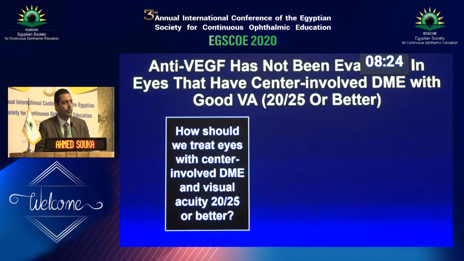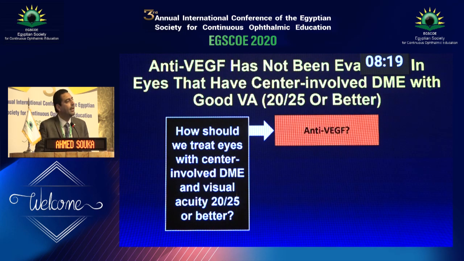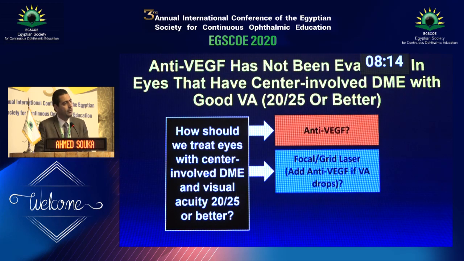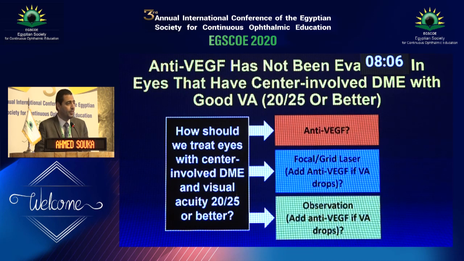So what were our strategies that we could think of when we meet these patients? Either we'll give injections and treat the edema to get rid of it, or we might give laser and observe the patient. If it is worse, then we start injections, or we simply observe the patient and look for this drop in visual acuity, and then we start our injections. These are the 3 possible strategies when you meet these patients.